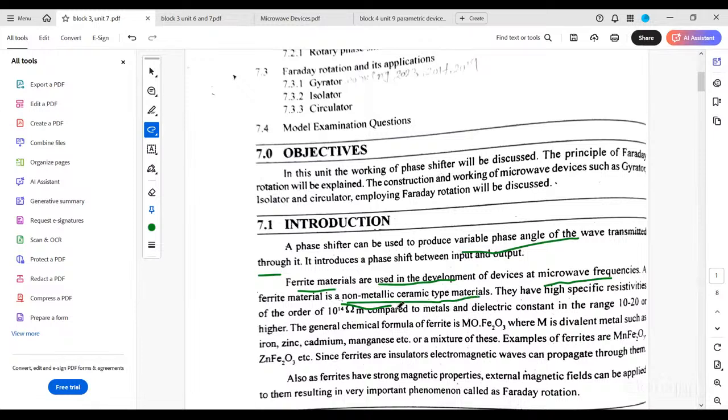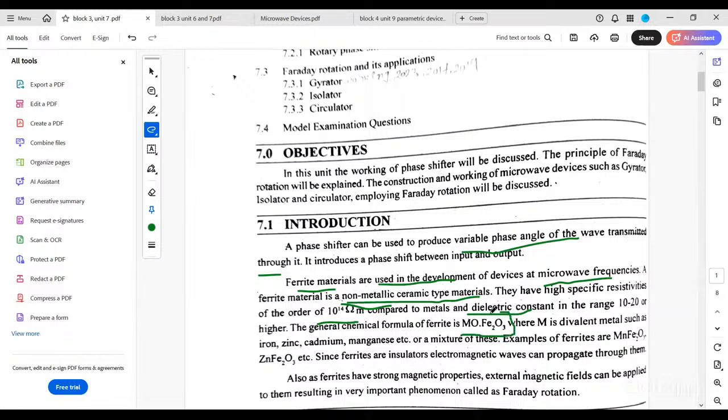And it has higher resistivity. What is its resistivity? It is in the order of 10 to the power of 14, which means very high resistivity, compared with the dielectric constant. So, what is the formula? I said we are using ferrite material. What is the formula of the ferrite material we are using?